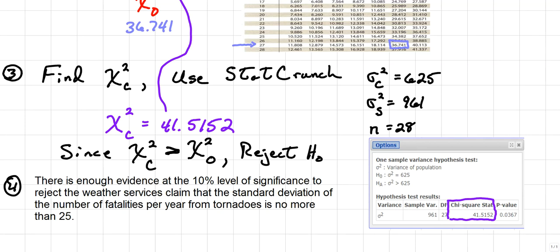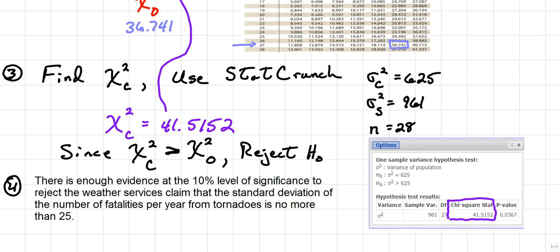So therefore, we can read this as there is enough evidence at the 10% level of significance to reject the Weather Service's claim that the standard deviation of the number of fatalities per year from tornadoes is no more than 25.